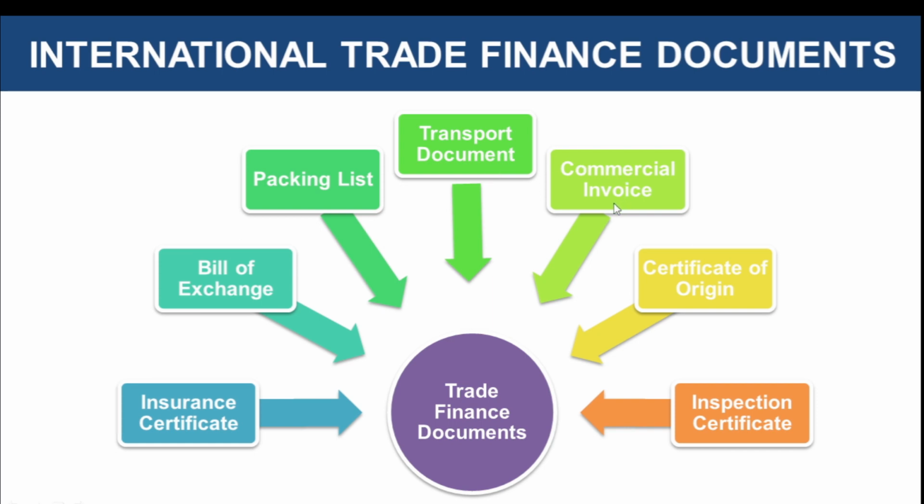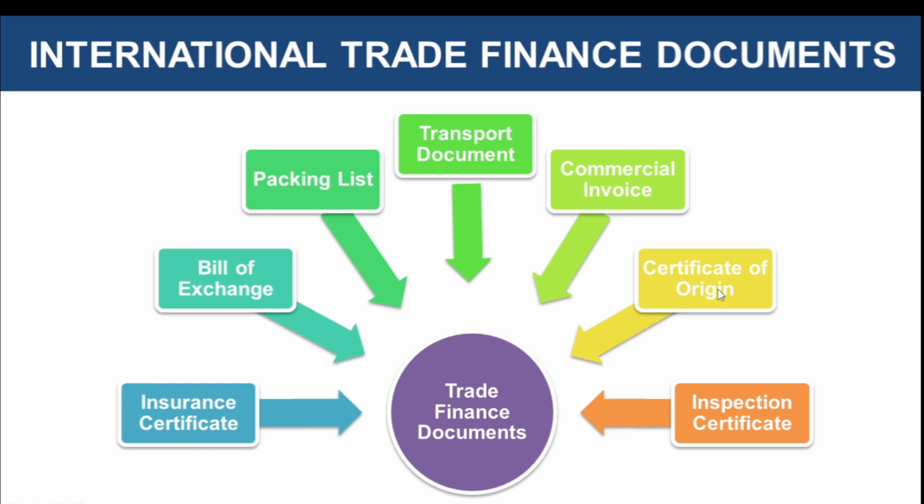Similarly, there is the commercial invoice. An invoice is what we get when we go to the market. We buy something, and the seller gives us a receipt or invoice which mentions that this particular amount has to be paid. The same thing is the commercial invoice. A commercial invoice is raised by the seller to the buyer. In international trade finance, the seller is the exporter and the buyer is the importer, so it is an invoice raised by the exporter to the importer.